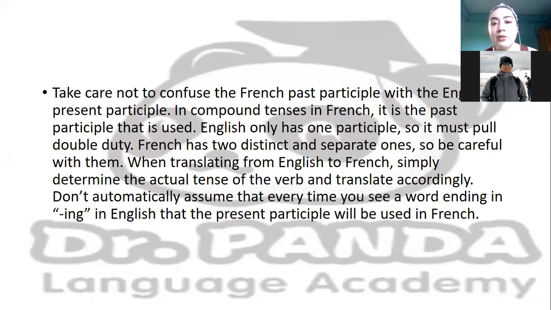Take care not to confuse the French past participle with the English present participle. In compound tenses in French, it is the past participle that is used. English only has one participle, so it must pull double duty. French has two distinct and separate ones, so be careful with them. When translating from English to French, simply determine the actual tense of the verb and translate accordingly. So don't automatically assume that every time you see a word ending in ing in English, the present participle will be used in French.